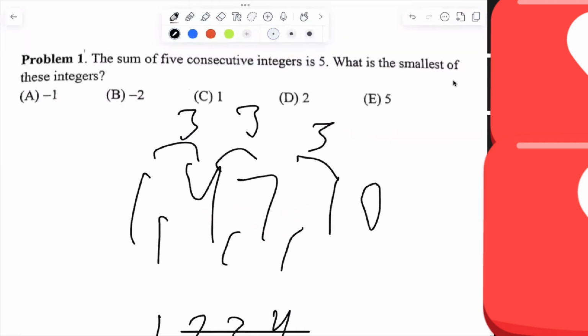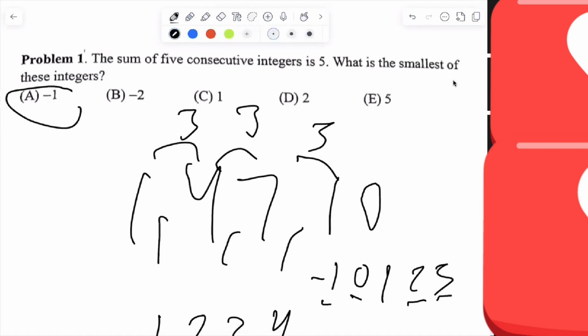So we know that. Also, some of them are negative because if there are 5 total integers that sum up to 5, it's like 1 each. Why? Because we know there's going to be a middle. What I mean by middle is just the average of all the integers. It's going to be 1. And since there are 5, there's going to be 2 on each side of it. So we can just complete it, and we get 3, 2, 1, 0, -1. So the smallest is going to be -1, or A.